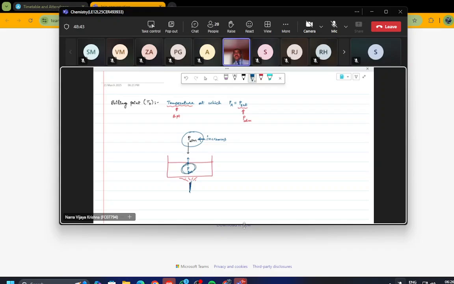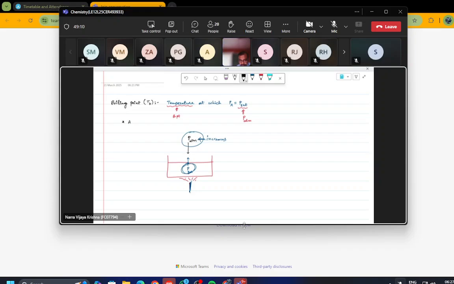How am I going to increase it? By providing more heat. Means what happens to the boiling point of water? It increases or not? I need to provide more heat energy in order to make this escape. Means if I keep on increasing P external, the temperature I need to provide to convert this liquid into vapor should also increase. That's why, instead of writing this, I am making one statement.